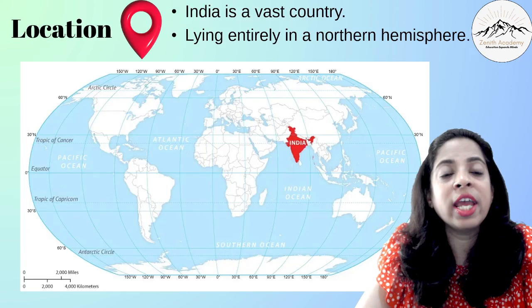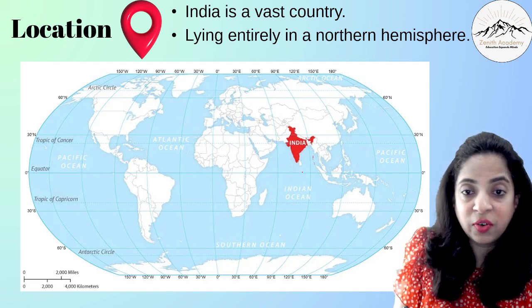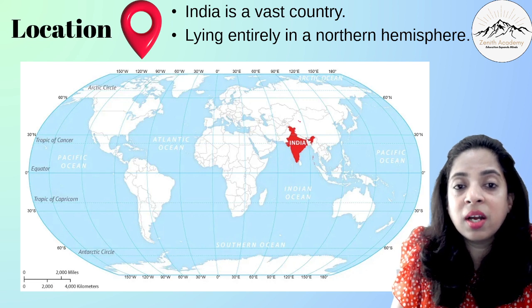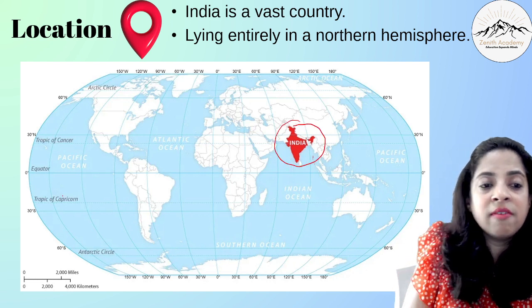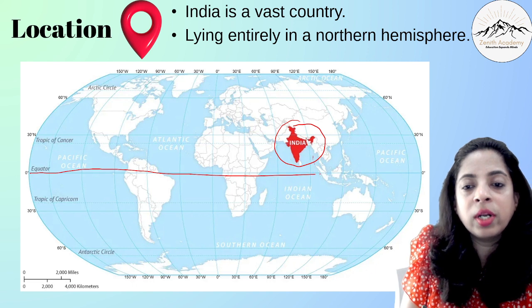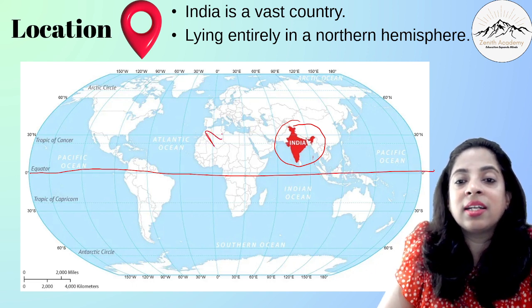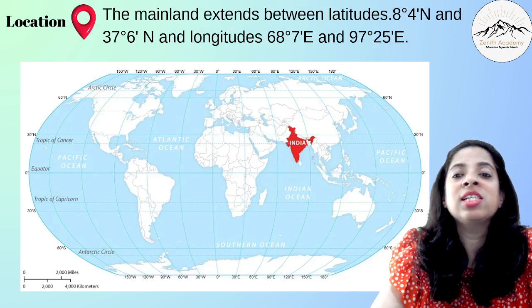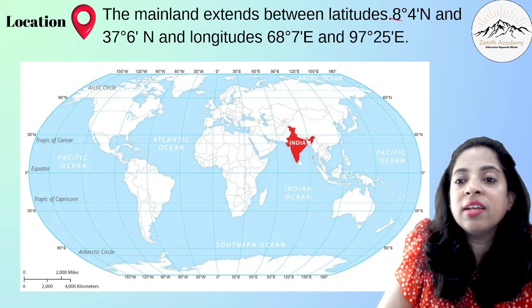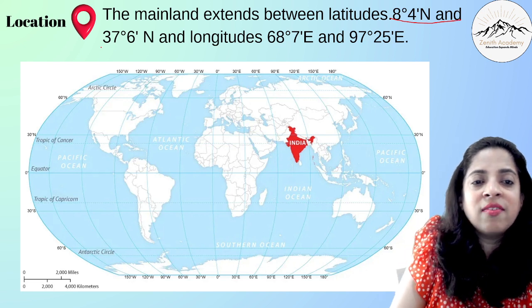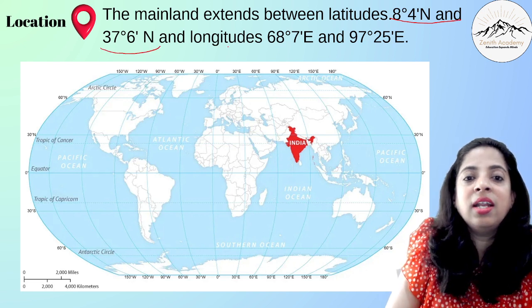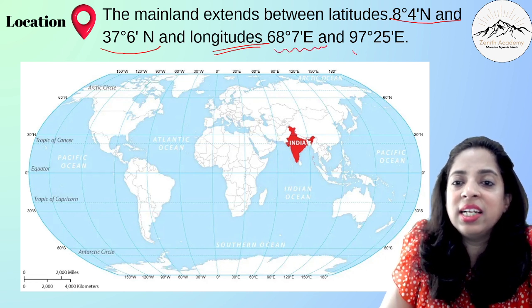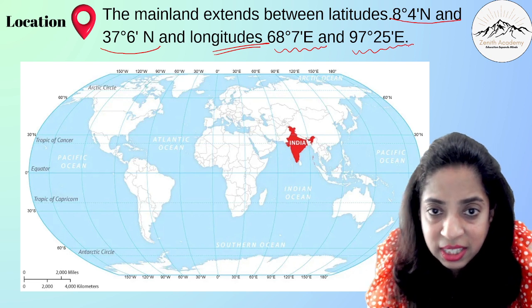Now, if we see the location, India is a vast country. If you see the atlas, you will be able to see it. It is a very big country and lies entirely in the northern hemisphere. If you see the equator, India lies entirely north of it. The mainland extends between latitudes 8 degree 4 minute north and 37 degree 6 minute north. And for longitudes, it is 68 degree 7 minute east and 97 degree 25 minute east.